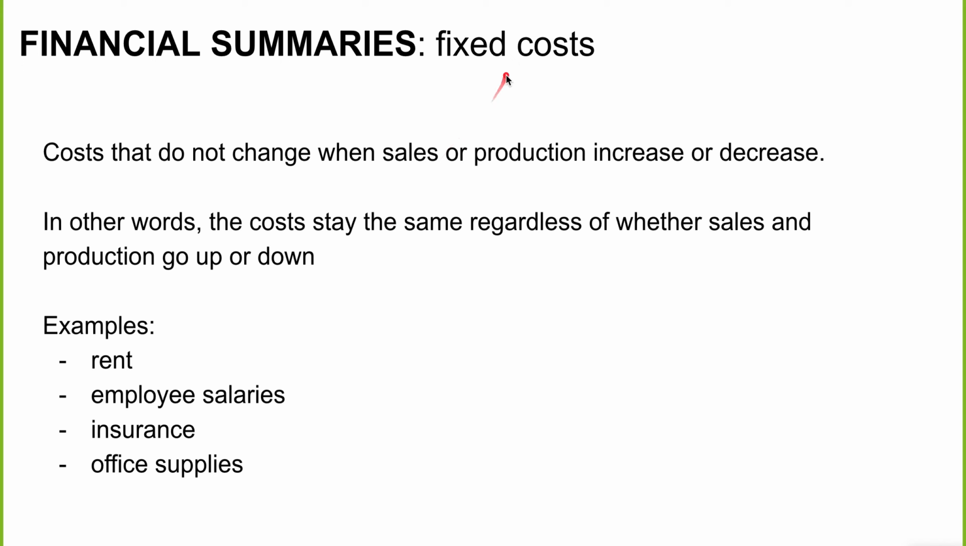Okay, next are fixed costs. These are costs that do not change when sales or production increases or decreases. In other words, the costs stay the same regardless of whether sales or production goes up or down, whether I sell more or produce more. Examples of this are rent, employee salaries, insurance, and office supplies. Maybe I have a factory and my factory is running 24 hours a day and we're producing a lot. However, I'm still paying the same amount of rent for that space my factory is taking.